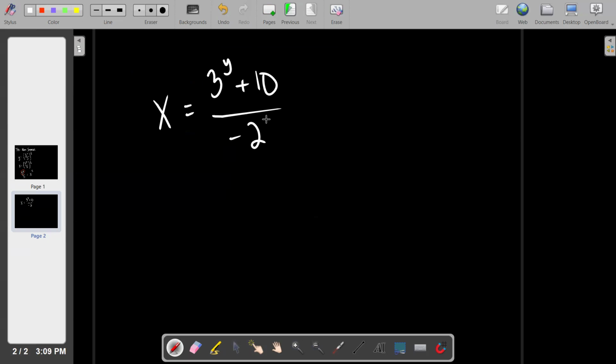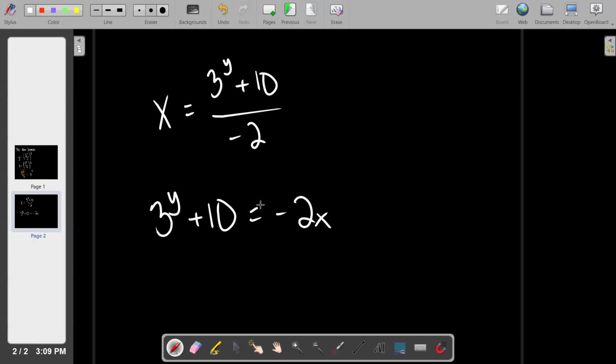What do we have to do first? Times two, -2. Definitely multiply by -2, right? So we're going to just clean house and get the whole fractionality of this mess out of the way. So if I multiply both sides by -2, I get 3 to the power of y plus 10 equals -2 times x. We're closing in.